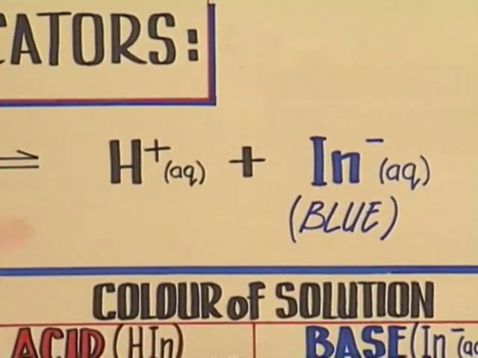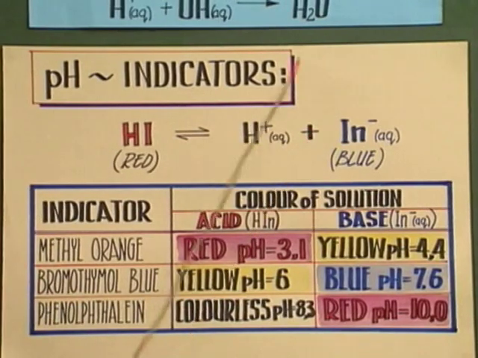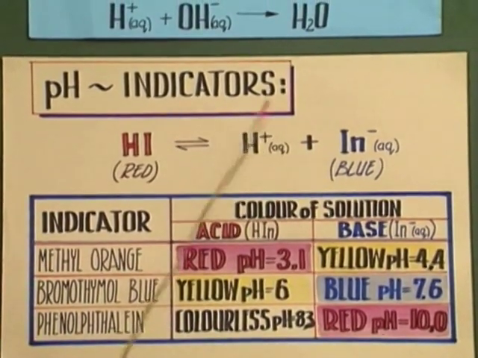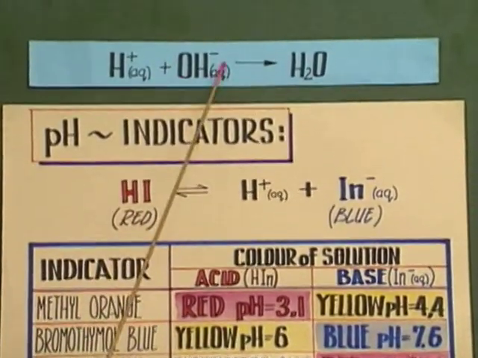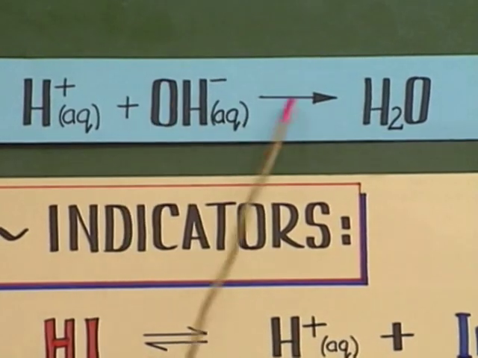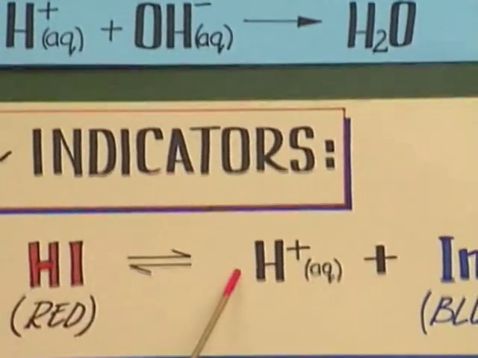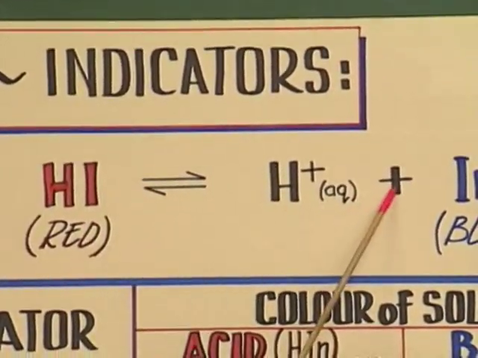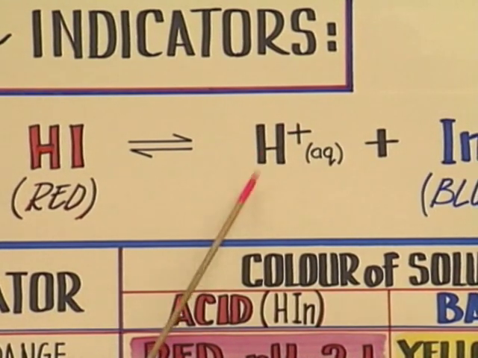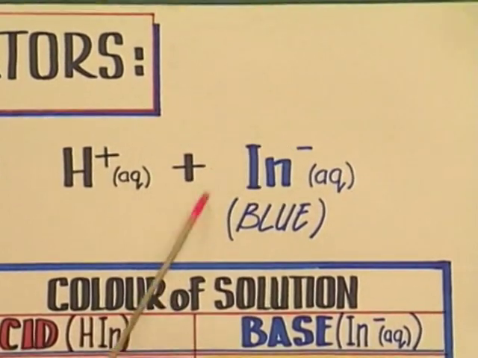According to Le Chatelier's principle, the equilibrium will be driven to the right in an alkaline medium. Can you tell me why, Ira? I have no idea, sir. With an excess of hydroxide ions present, some of the hydrogen ions will combine with the hydroxide ions to form neutral water molecules. So the concentration of these ions will be reduced, and therefore the system will drive the equilibrium to the right in order to relieve the stress, to make up for this loss. And in this case, the indicator ion, the blue, will predominate.